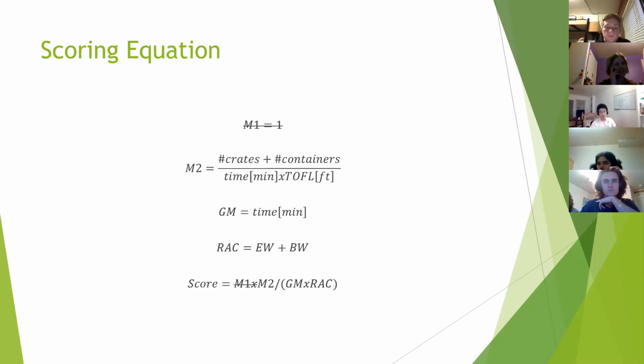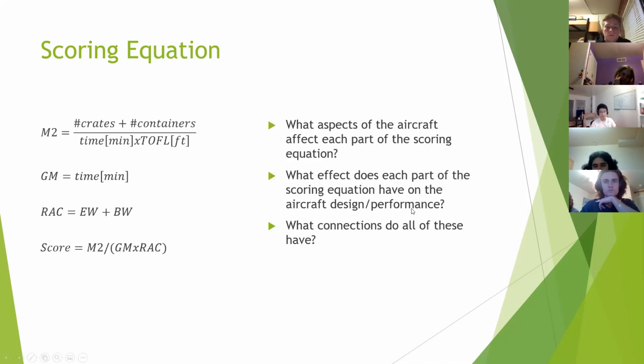Okay, so I guess what I want you guys to think about with these equations now is, we've already talked about a couple of them, but what different aspects of the aircraft are going to affect the scoring equation, and then the other way around. Time and takeoff distance and number of payloads and stuff like that aren't directly related to how the aircraft flies, right? They're indirectly related and they affect it, but how do they affect it? That's kind of what I'm getting at.